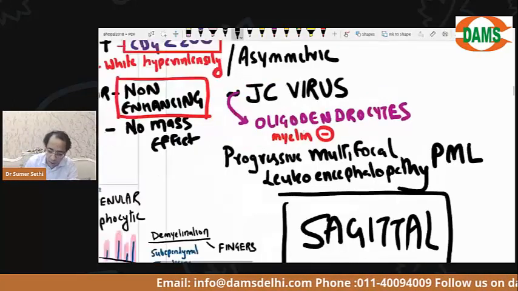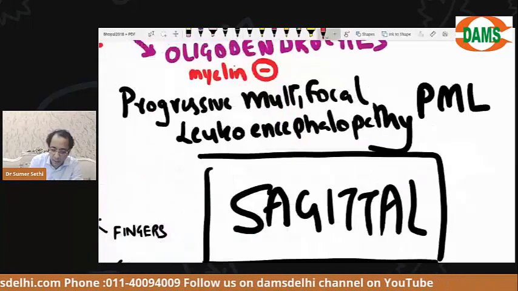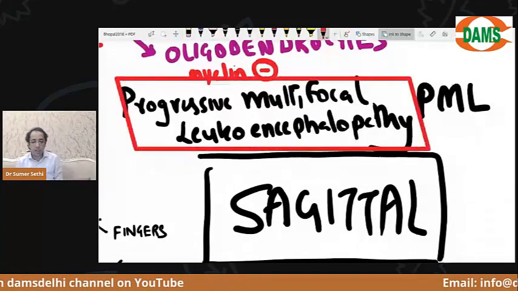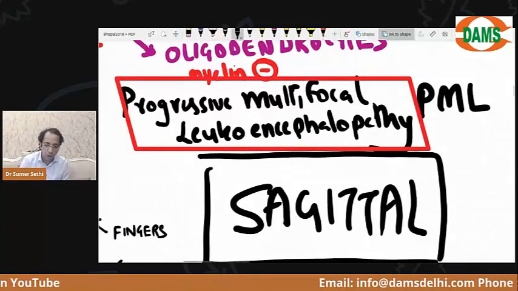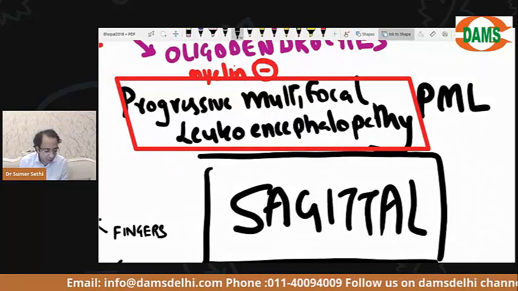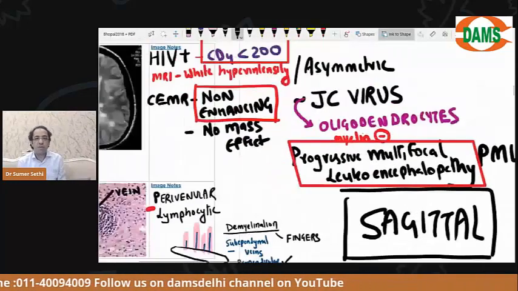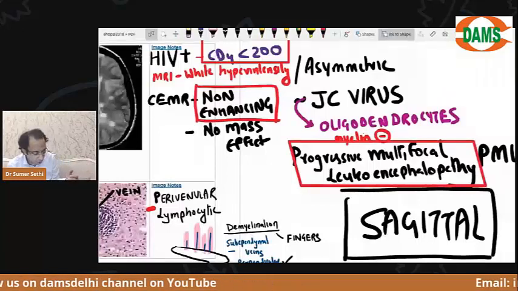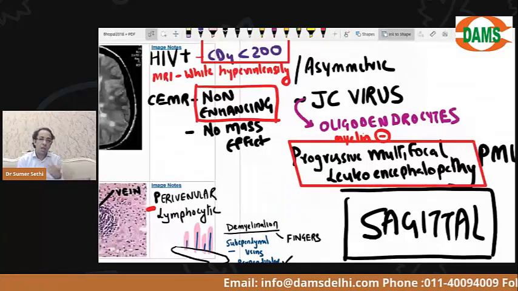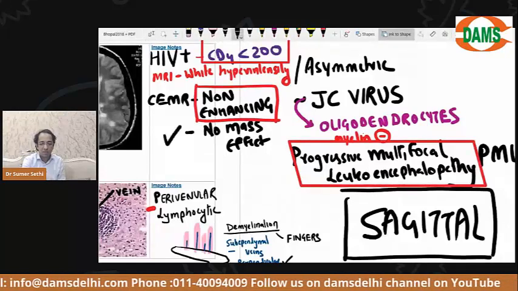So PML would also have white matter abnormality. Can you guess it with the name? Yes, the name itself is telling us. Progressive multifocal leukoencephalopathy has to cause abnormality in the white matter, and there is no mass effect. That means it is not compressing the ventricle. So it again goes in favor of that we are not looking at a tumor. Some of you were saying lymphoma because HIV can have lymphoma association also, but then the tumor would compress the surrounding structures. I have written no mass effect.